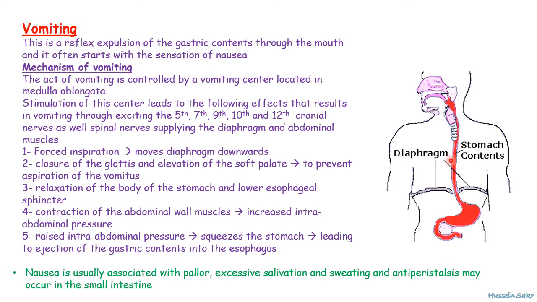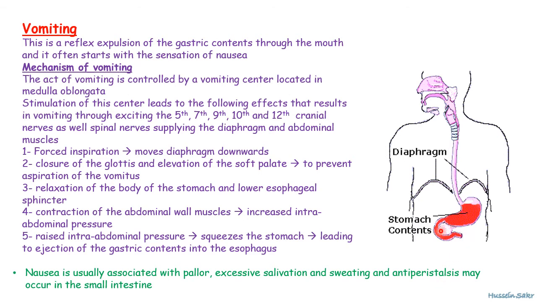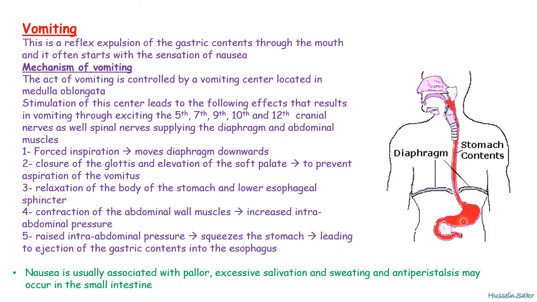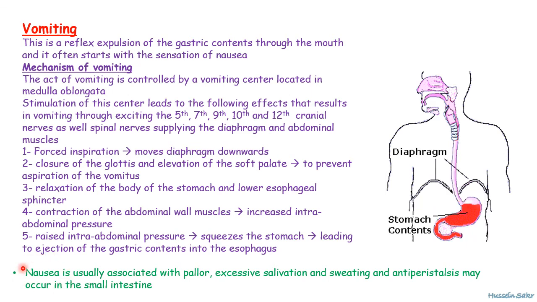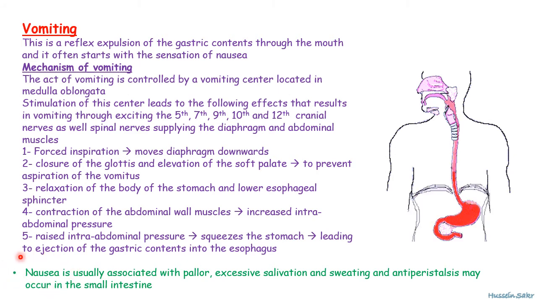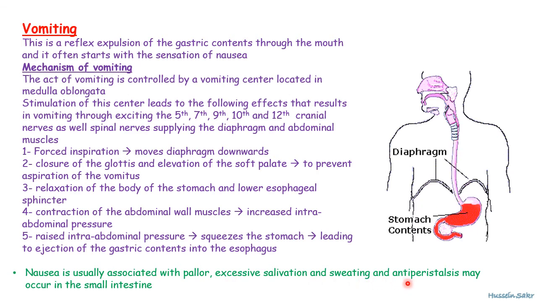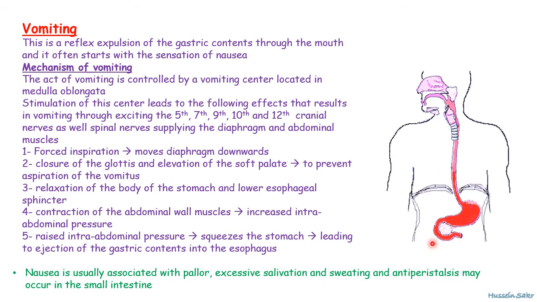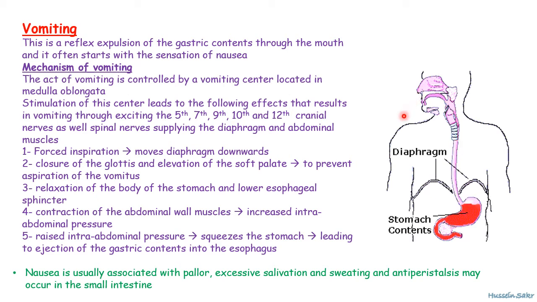In certain situations, there is pallor, excessive salivation, sweating, and antiperistalsis may also appear from the small intestine. There is something called nausea. Nausea is a sign or symptom that usually appears before the vomiting, associated with pallor, excessive salivation, and sweating. In certain situations like intestinal obstruction, there is antiperistalsis coming from the intestine, pushing the food back to the stomach to initiate the process of vomiting.